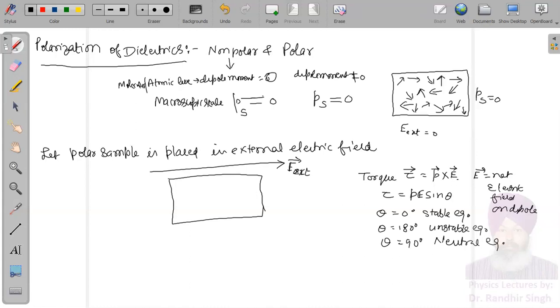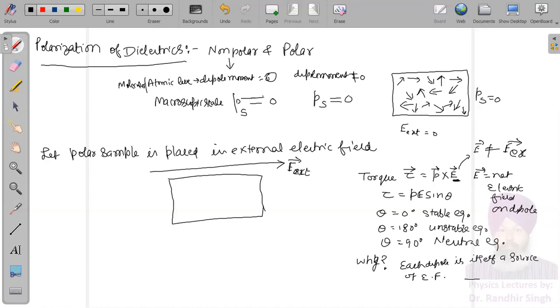But please remember, this electric field E will be different from applied electric field. So why is it so? Why is the electric field on a dipole different from applied electric field? The answer to this question is, each dipole is itself a source of electric field.